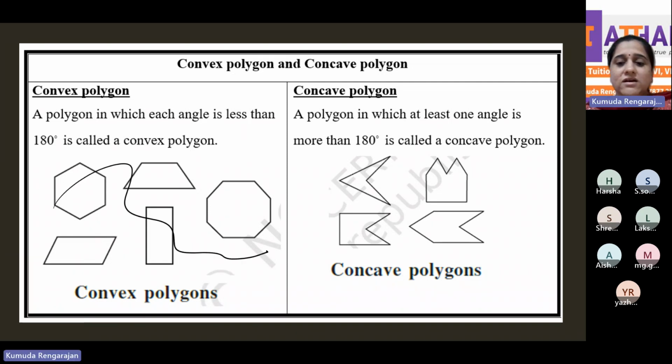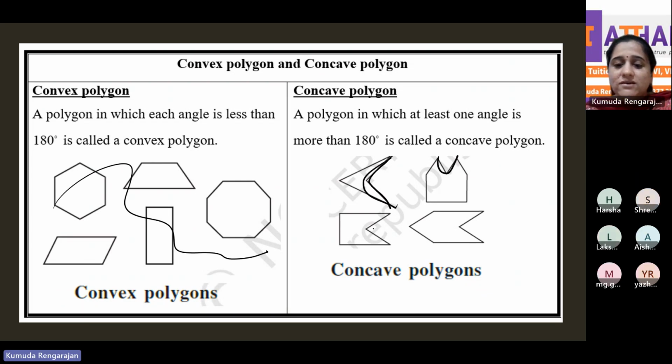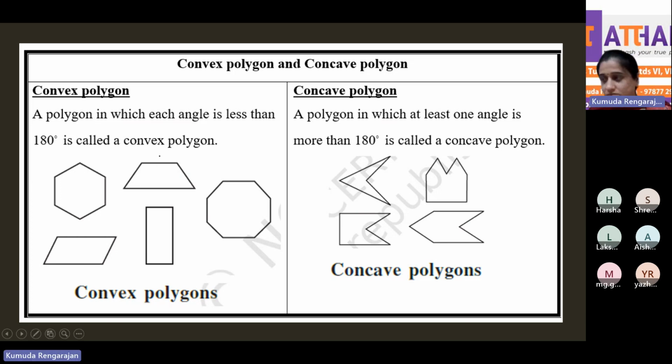These figures here don't look like they've kept their mouth open. See here? Such figures are concave polygons, while the others here are convex polygons. Quickly make a note of this. Convex polygon, concave polygon. Write down. Just a rough figure, you don't have to use this.